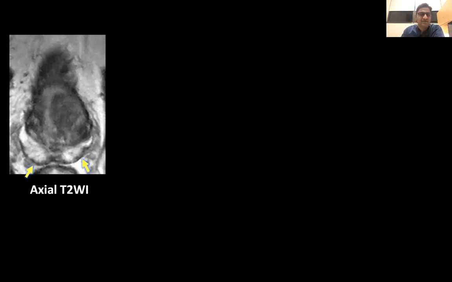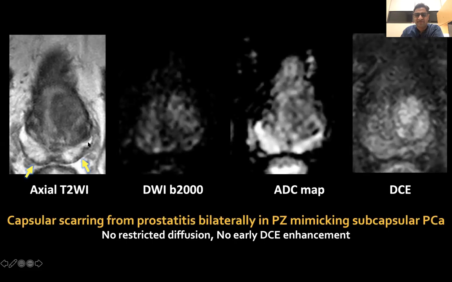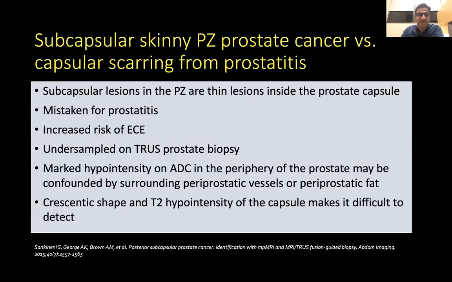And here, as you see, this is a subcapsular hypointensity. However, there is no corresponding restricted diffusion in this patient. So this is a capsular scarring in this patient. There is no enhancement, no restricted diffusion. So subcapsular skinny lesions can easily be mistaken for prostatitis.